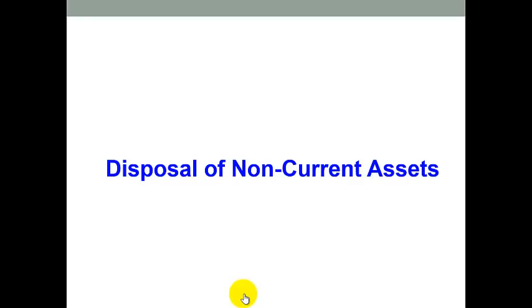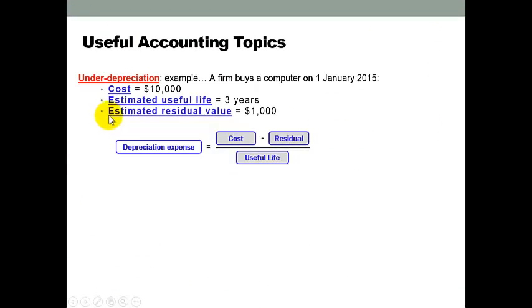It's to do with disposal of non-current assets. The issue that arises with disposal of non-current assets, disposal meaning when we sell the non-current asset, is that we have our own approximation of what the written down or the carrying value is. We must compare that to the actual amount that we received for the asset when we sold it. Let me explain this process by looking at an example.